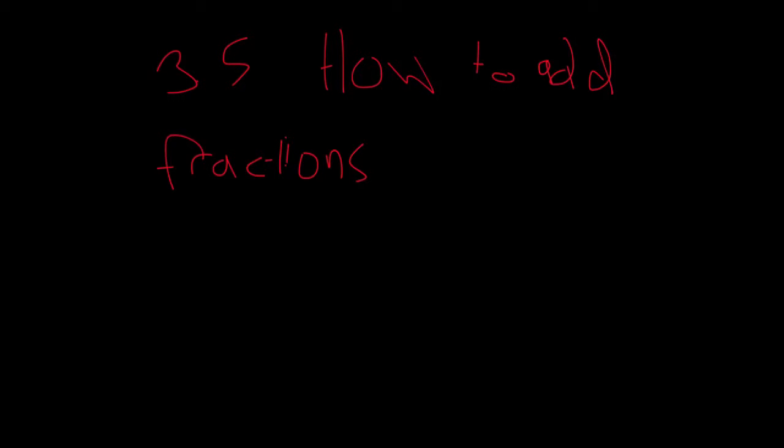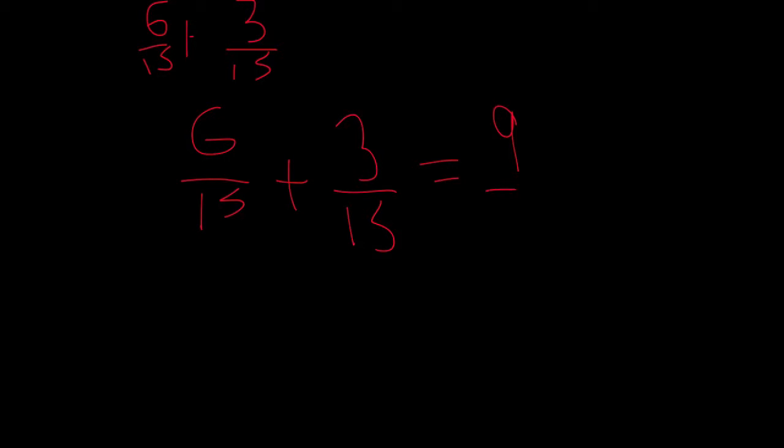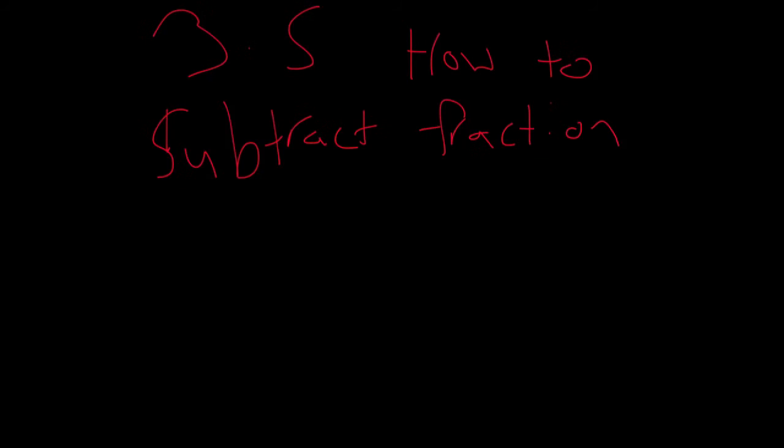3.5. How to add fractions. When adding fractions, you line them up. 6 over 15 plus 3/15. 6 plus 3 equals 9. And you keep the denominator the same. 9/15 is your answer.